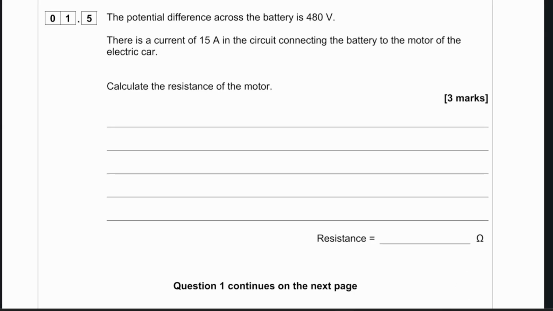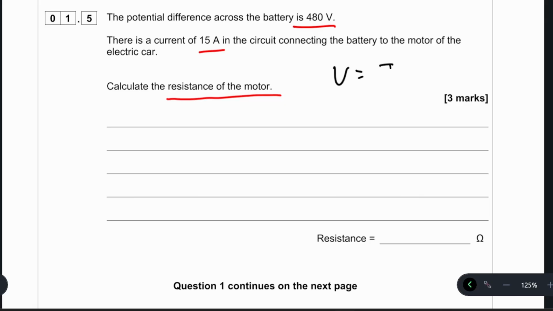The potential difference across the battery is 480 volts. There's a current of 15 amps in the circuit connecting the battery to the motor of the electric car, and we need to calculate the resistance of the motor. So let's write down our equation over here so we can see it all at once: V equals I multiplied by R. We want to find R, so we need to rearrange. So R equals V over I.